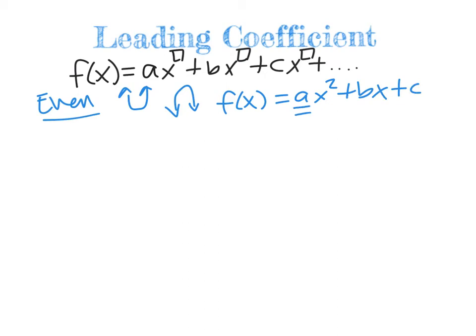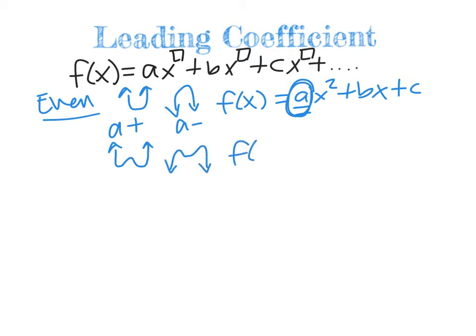When this a, this leading coefficient that we're dealing with, is positive, it's pointing up. When a is negative, it's pointing down. Okay, and that is true for any even exponent. If we're dealing with something to the fourth power, say that we're dealing with something like this versus something like this.